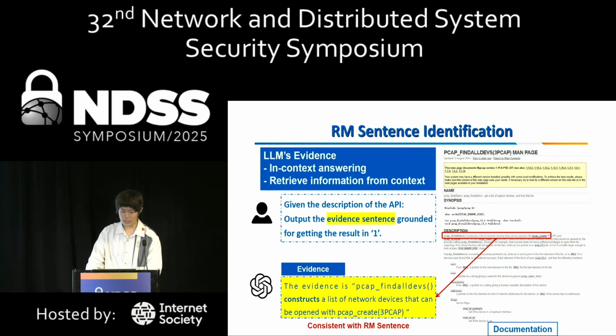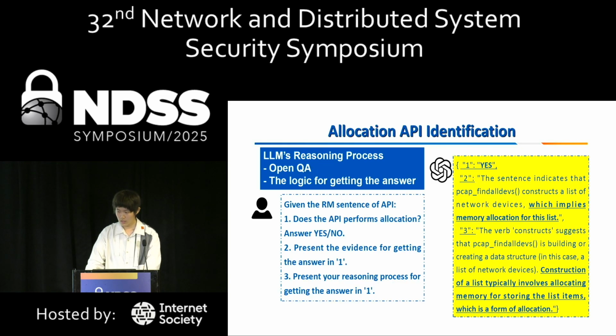We also need to verify if the answer is truly correct. Thus, we ask the LLM to output the evidence, which is retrieved from the documentation, following an in-context answering way. Also take the same API as an example. The evidence is consistent with the answer output by the LLM. Since LLMs are good at reasoning, we designed the prompt template as follows. Take the task to identify allocation API as an example. First, we ask a binary classification question to check if the current API performs allocation. Then we ask for the evidence, which is a double check, together with the reasoning process. Then we finalize the semantics of the current API.